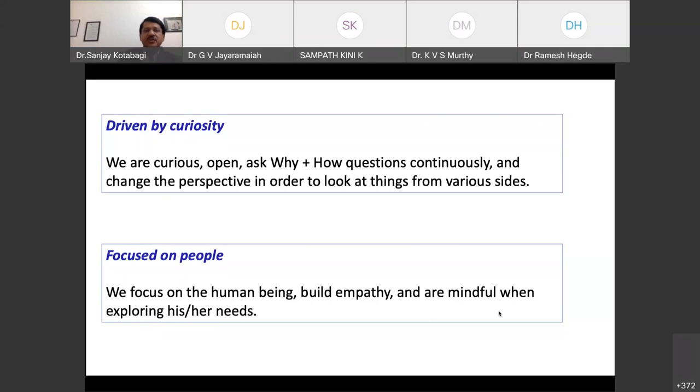Students need to focus on two things. One is that it is driven by curiosity. So we are curious, we are open. Ask why and how questions continuously and change their perspective in order to look at things from various sides. That's what I said: side view, front view, top view. You look at it from all the angles and capture the truth. Driven by curiosity and focused on people is the ultimate thing. What should happen, right?